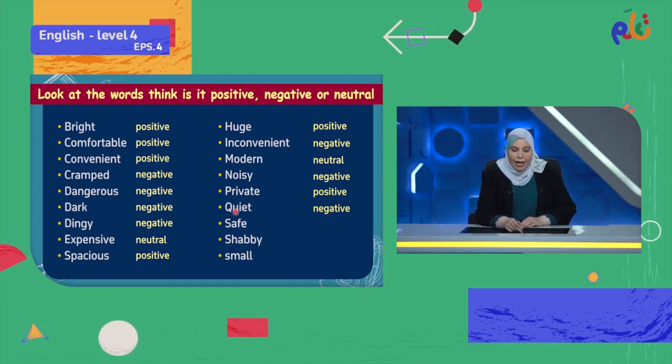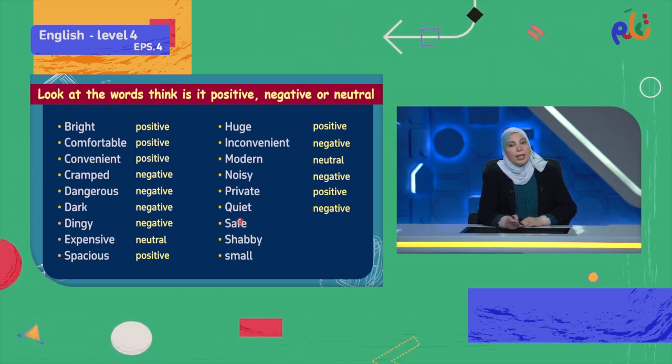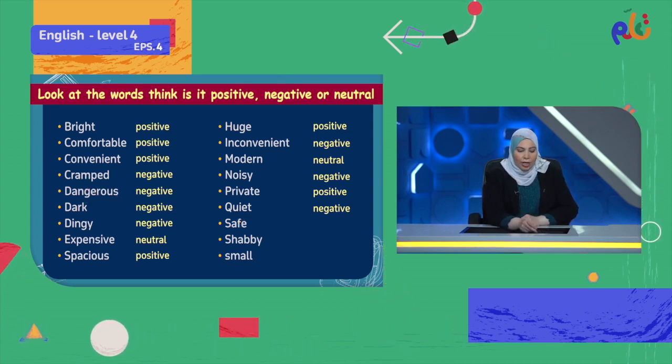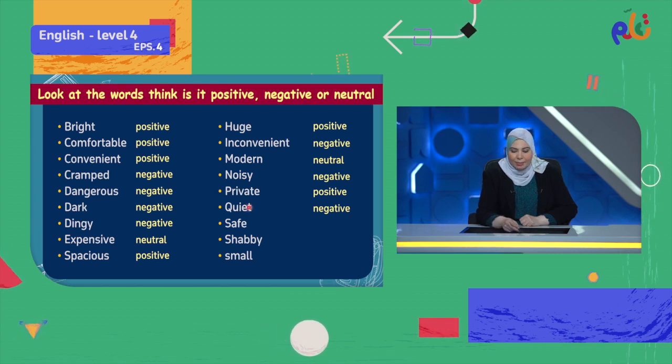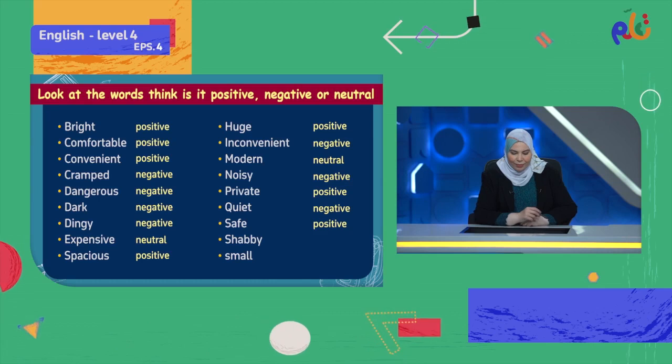And then we have safe. Can you find the opposite of safe? We have talked about it before. Yes, this is the opposite of safe. It's dangerous. So if dangerous is negative, this means that safe is positive.